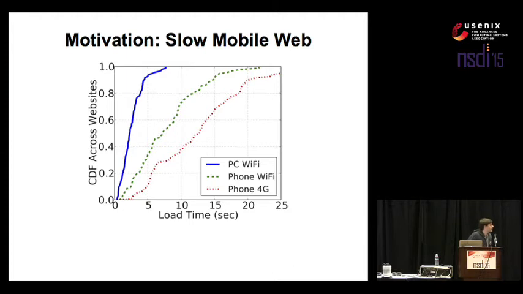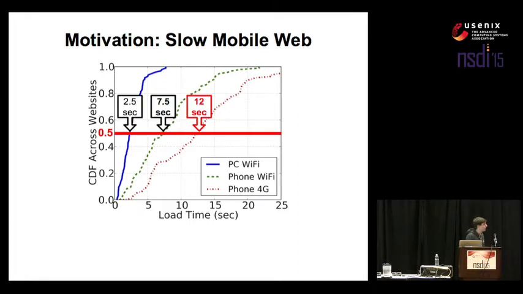So to take a look at just how painful this experience can be of mobile web, what we did is we looked at the page load times of the top 200 websites on a PC, a phone on Wi-Fi, and a phone on 4G. And what you can see, if you look at the median load times across these top 200 websites, is that while surfing the web on a PC is obviously very fast and snappy at only 2.5 seconds for the average load time, once you move over to a phone, or especially a phone on a mobile connection like 4G, you see that the load times are very slow and very painful, making it a bad user experience.